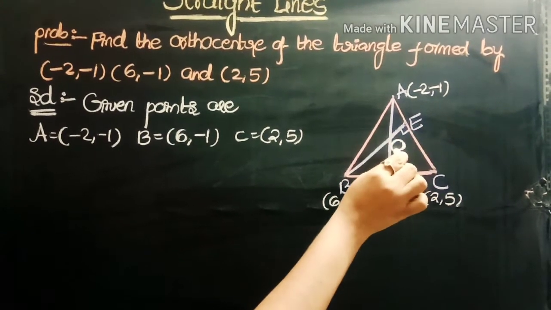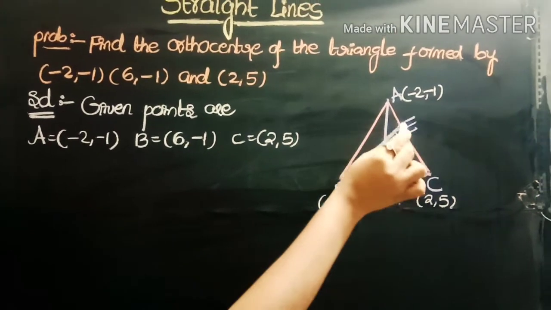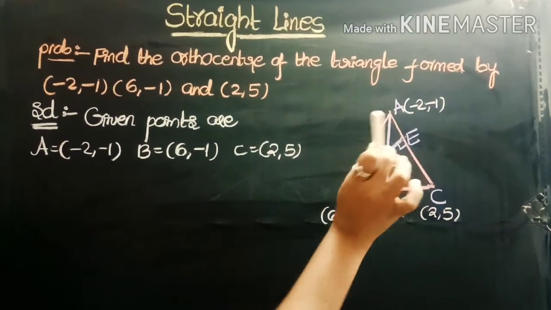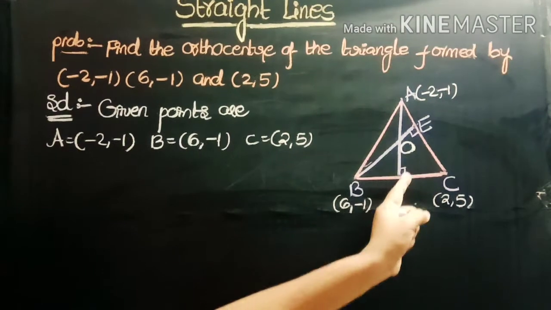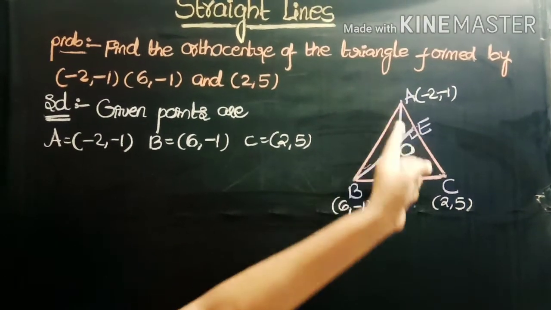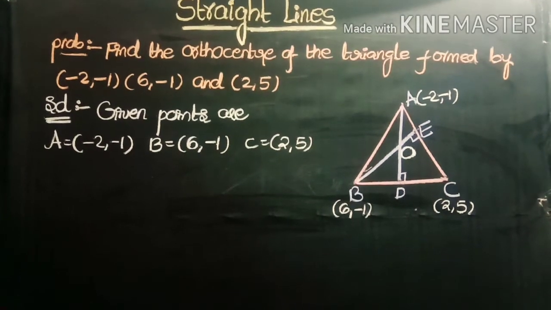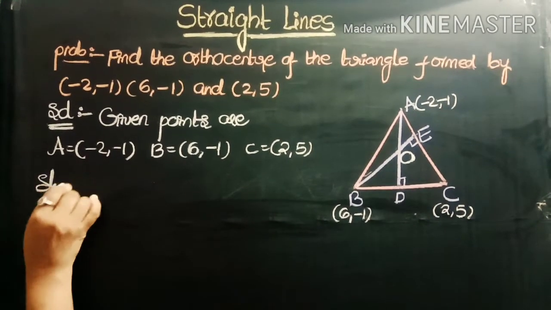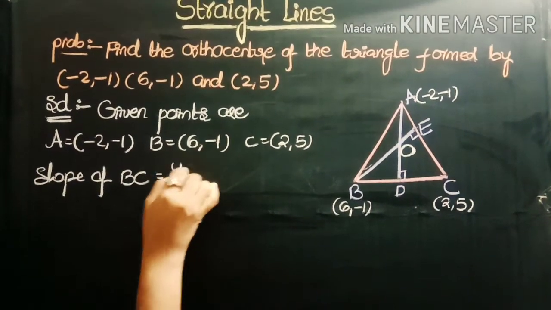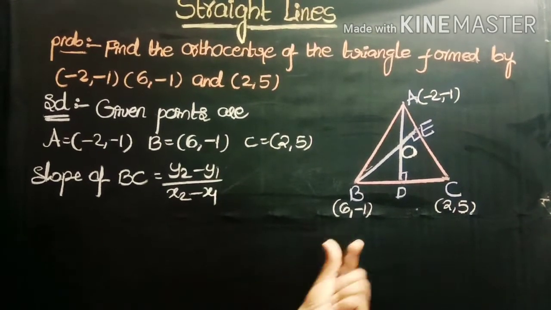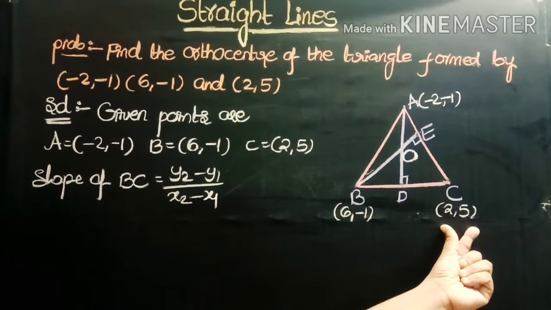Now to find the orthocenter, first we are finding the equations of AD and BE. After that we take the point of intersection of those two lines. Then we get the orthocenter. So we want to find the slope of AD. Now the slope of AD comes from the slope of BC. So first I am finding the slope of BC. The slope of BC is equal to, the formula is (y2 minus y1) by (x2 minus x1). Here (x1, y1) is equal to point B and (x2, y2) is equal to point C.